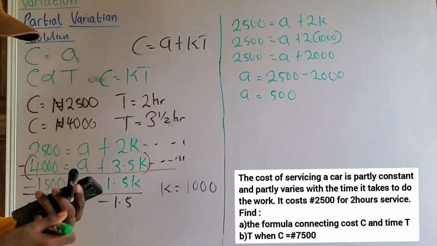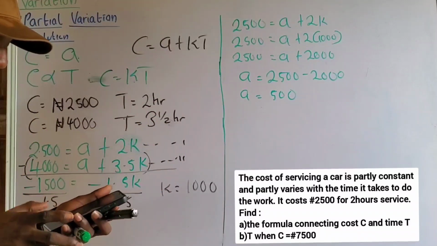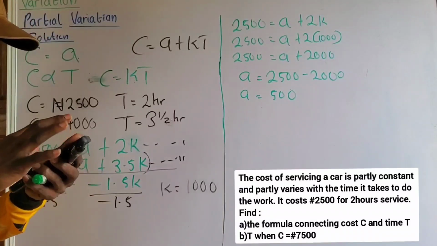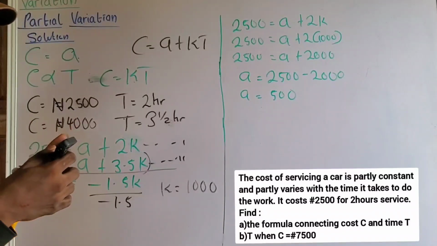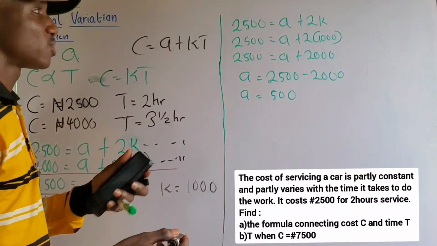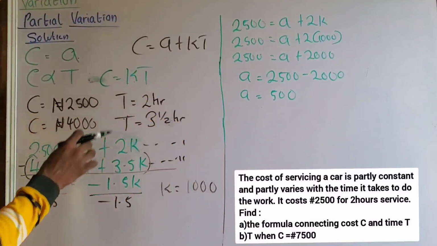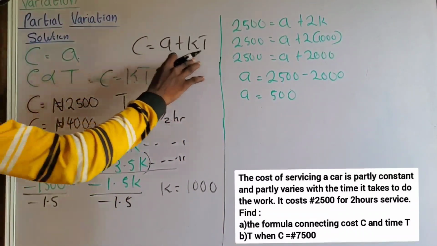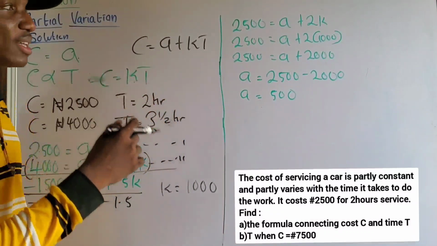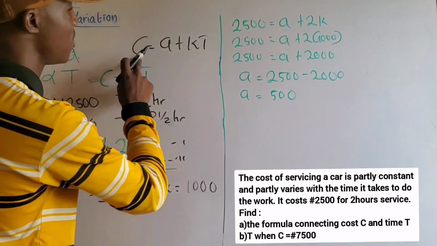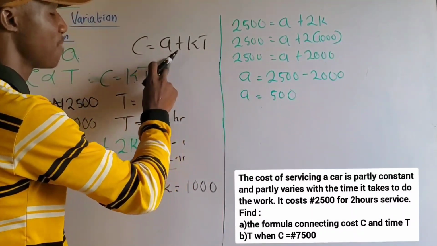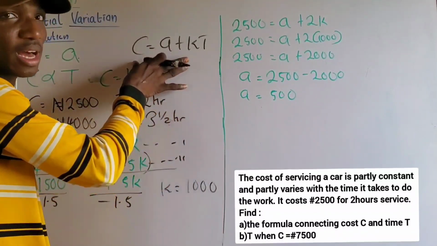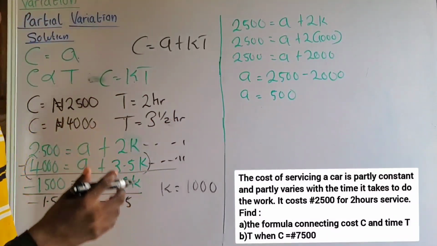Now, having gotten the value of A and K, we can now proceed to solve the first question under that question. The first question is to find the formula connecting C and T. Well, to get the formula connecting C and T, we are going to use this relationship. Are you getting it? This is the relationship that exists between C and T. So I'm going to replace A as 500 and K as 1000 in this formula. By so doing, we have already gotten the formula connecting C and T.